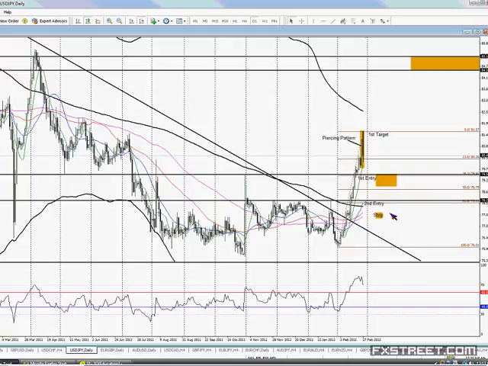That's too much, right? Especially if your potential target could just be the previous high here, right? That's pretty much a 1-to-1 reward to risk, right? So from here to here, it's pretty much a 1-to-1 reward to risk.